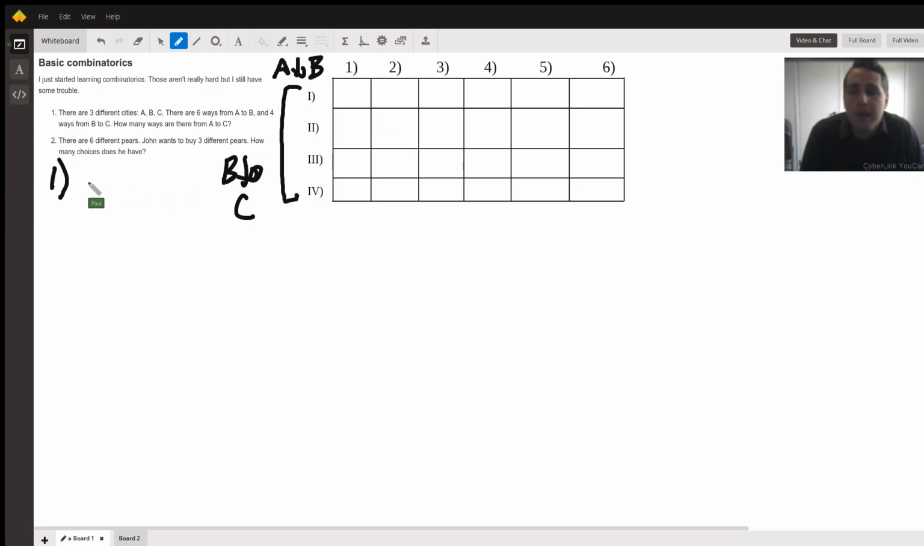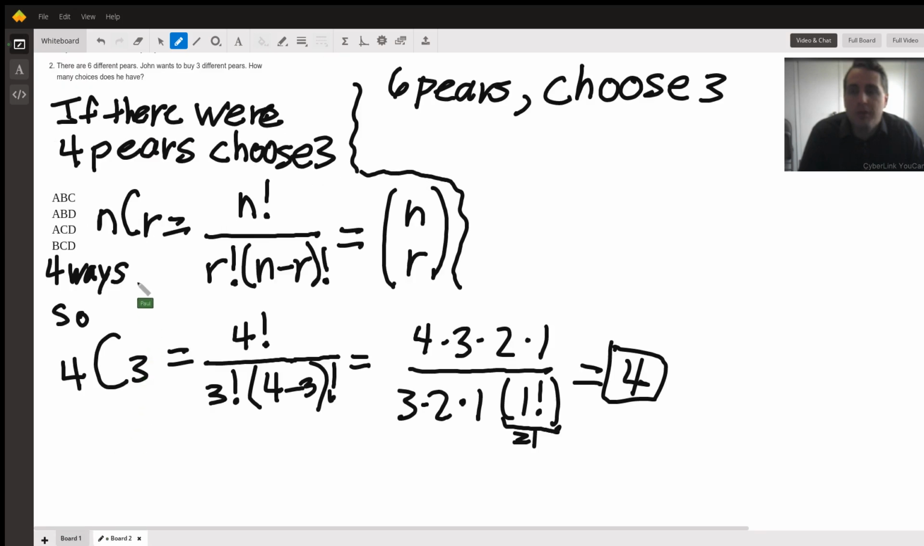So these are going to be independent events. So independent events, we just multiply the number of ways. So there should be 6 times 4, which should be 24 ways. So that ends problem 1. Now, let's switch to board number 2 for problem 2.